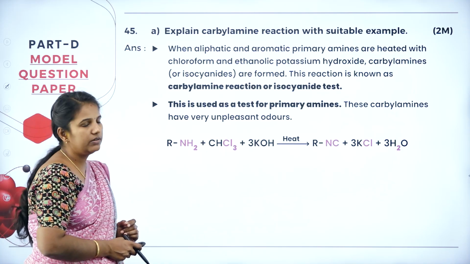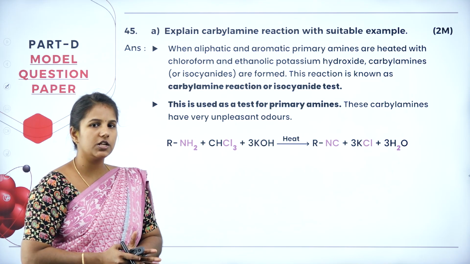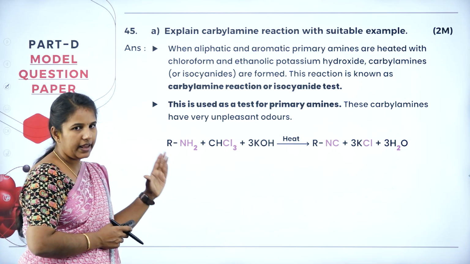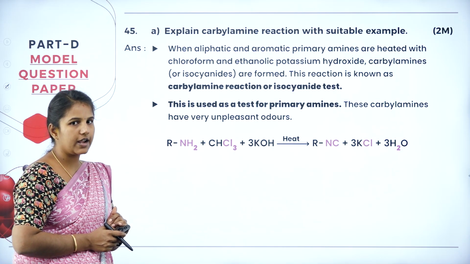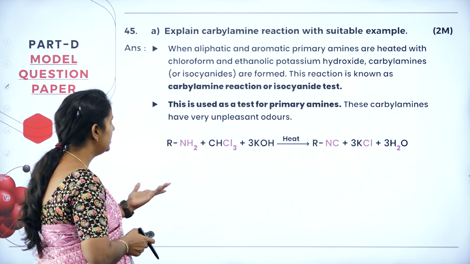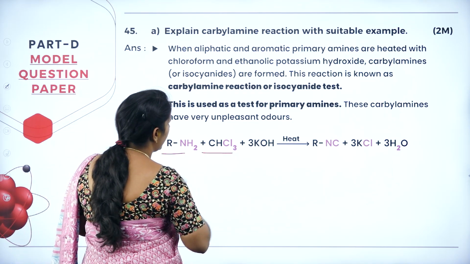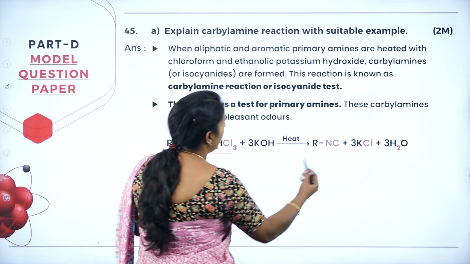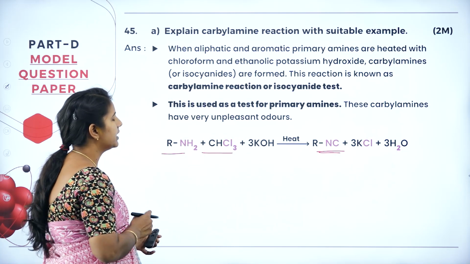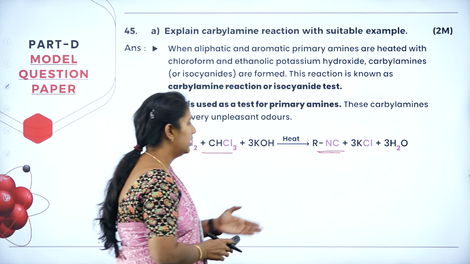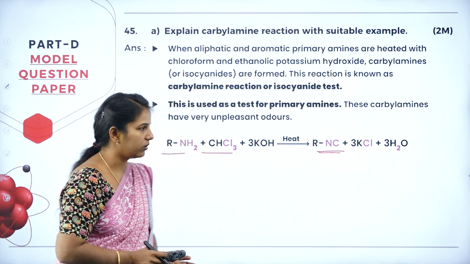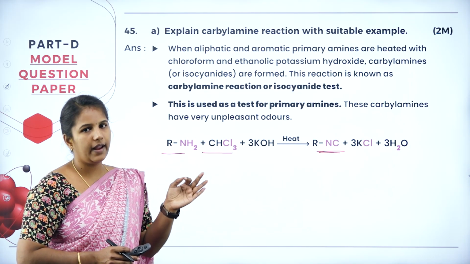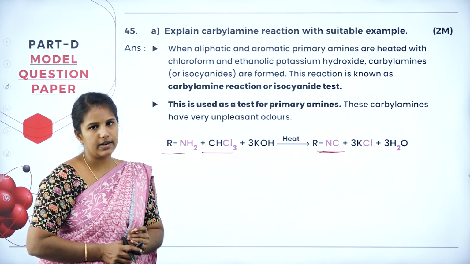Explain the carbylamine reaction with a suitable example. So, this question is from the amine chapter, that is organic compounds containing nitrogen. Since it is a direct question, remember, please go through the reaction and try to write it with your own explanation. Here, a primary amine in presence of a base and chloroform, if you heat it, forms an isocyanide, which we call carbylamine or isocyanide, with the formation of KCl and water, and this test is used to test only for primary amines. Secondary and tertiary amines will not give any positive result with this carbylamine test.